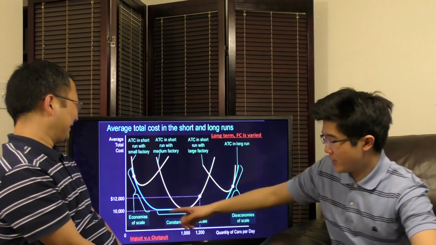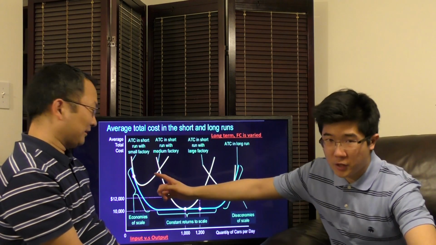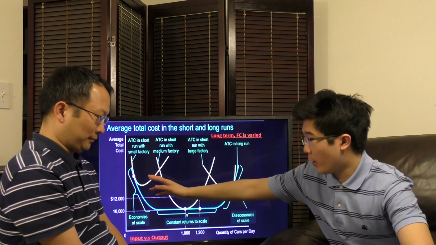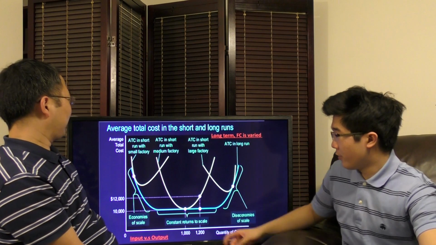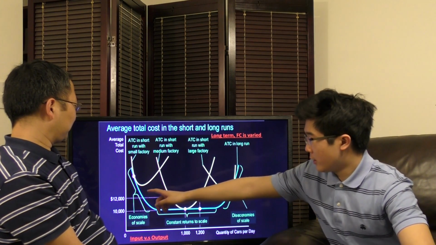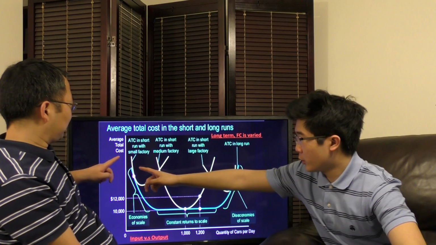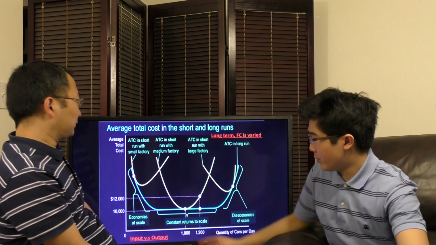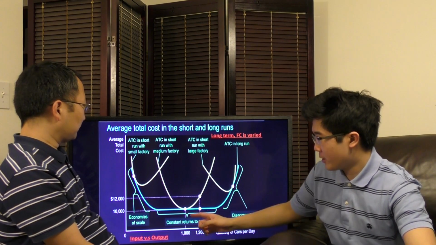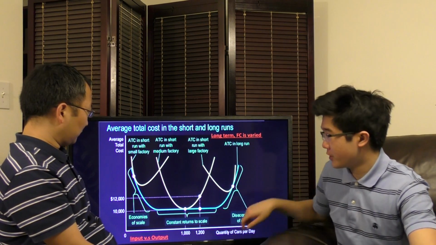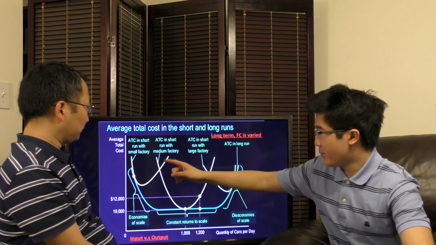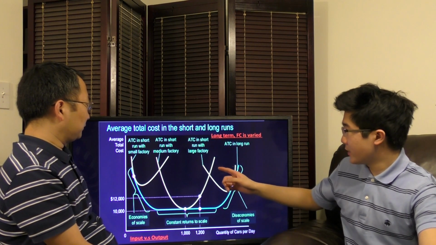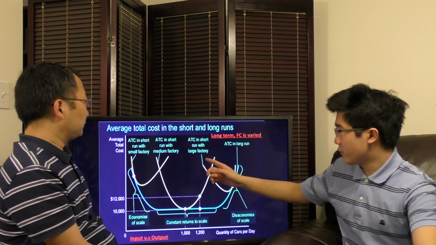Here, the blue line represents the long-run average total cost curve. It consists of many different short-run average total cost curves, which are the yellow lines here. At the very left, at low output, the yellow curve represents the short-run average total cost for a smaller factory with lower output. Then as we increase output, our average total cost curve shifts down because our long-run average total cost decreases. The one in the middle is the average total cost for a medium-sized factory, and on the far right is the curve for a large factory with large production.